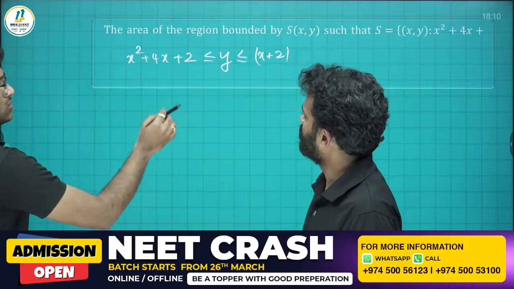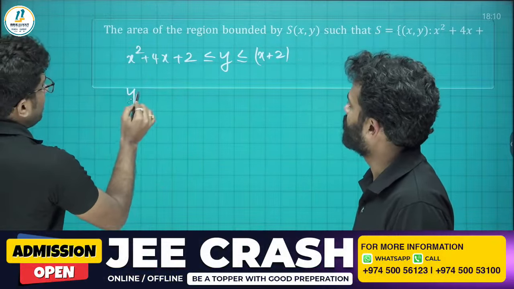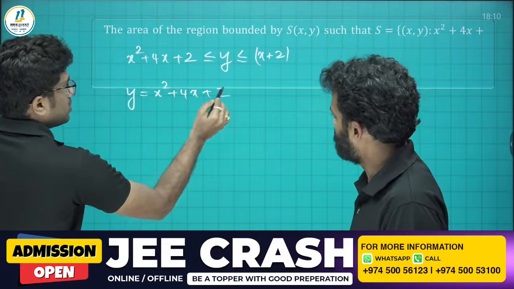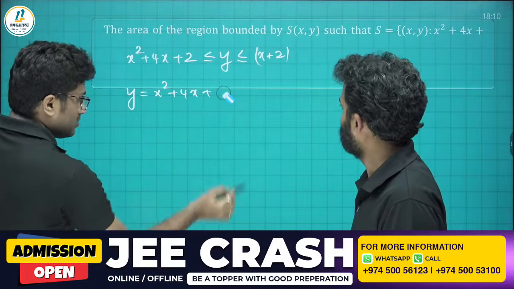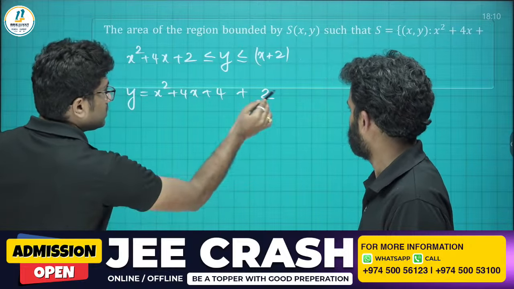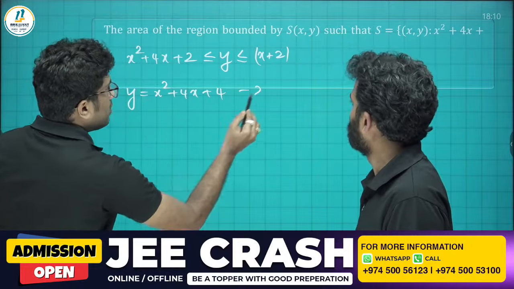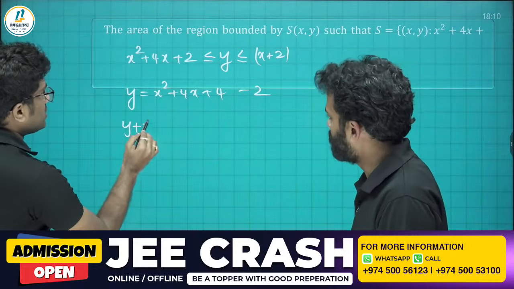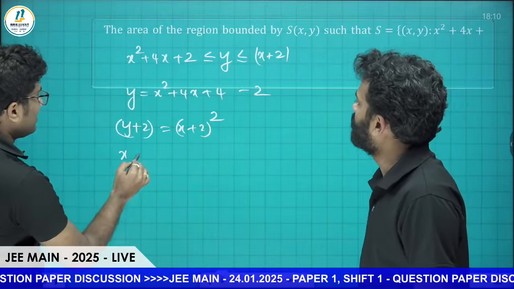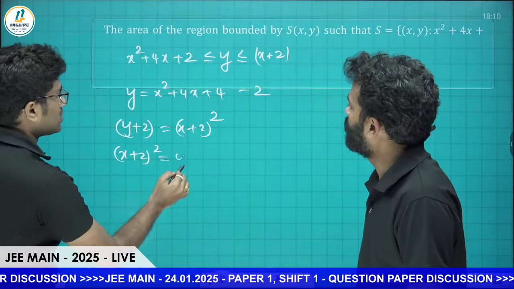We can construct this. So first we'll take this equation, parabola, that is Y is equal to x square plus 4x plus 2. Then we can write it using the completing square method, that is plus 4 minus 2, plus 4 minus 2. Take minus 2, so y plus 2 is equal to x plus 2 whole square. Standard form, sir. Then x plus 2 whole square is equal to y plus 2.